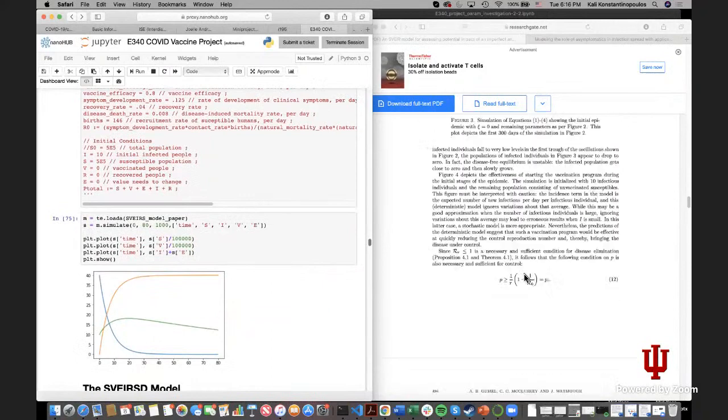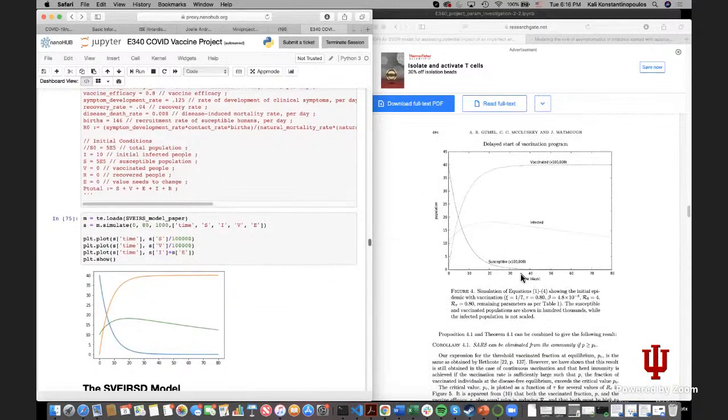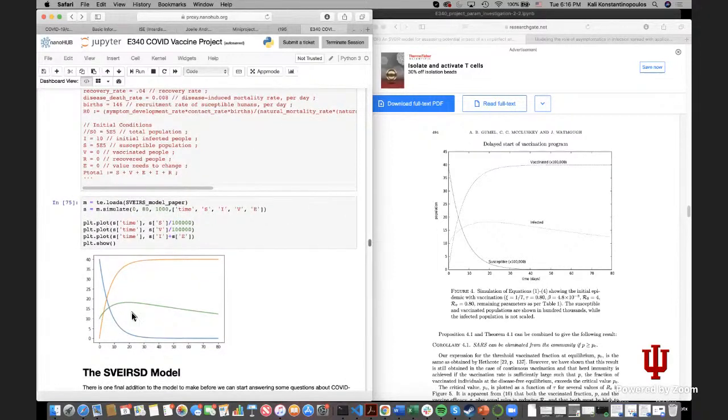And then I also replicate the second result, where this is introducing a vaccine program. We're going to have a vaccination coverage rate of 1/7, vaccine efficacy of 80%. And we're also changing the contact rate to be a bit lower than before. And once again, I was able to replicate that result.